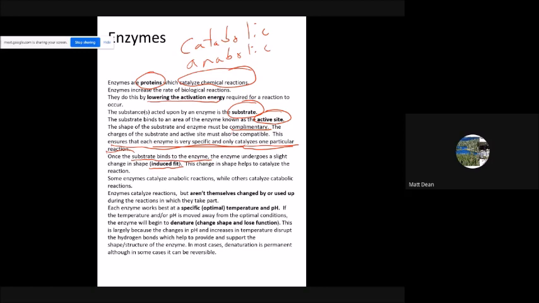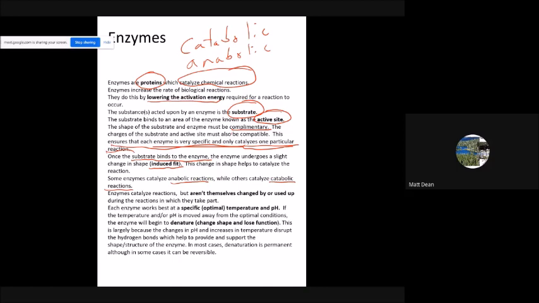I've already mentioned earlier that some enzymes catalyze anabolic reactions. They help to build macromolecules, whereas other enzymes catalyze catabolic reactions. These are breakdown reactions.